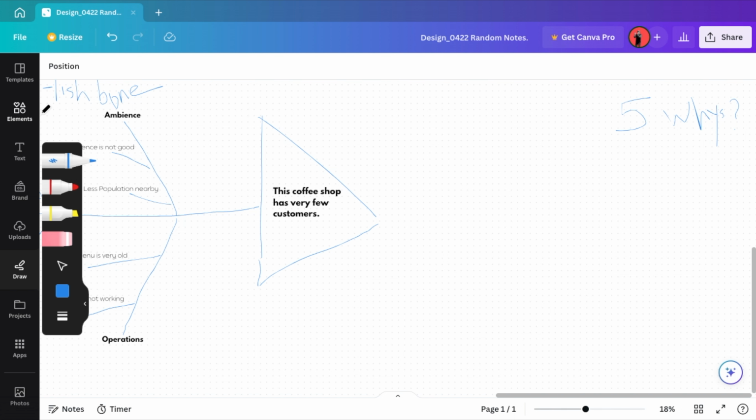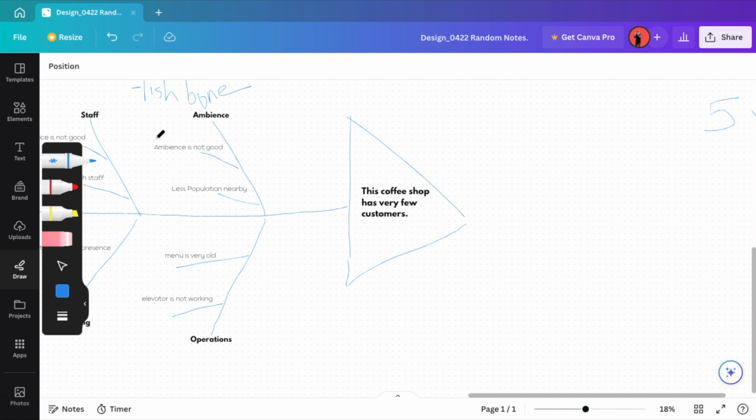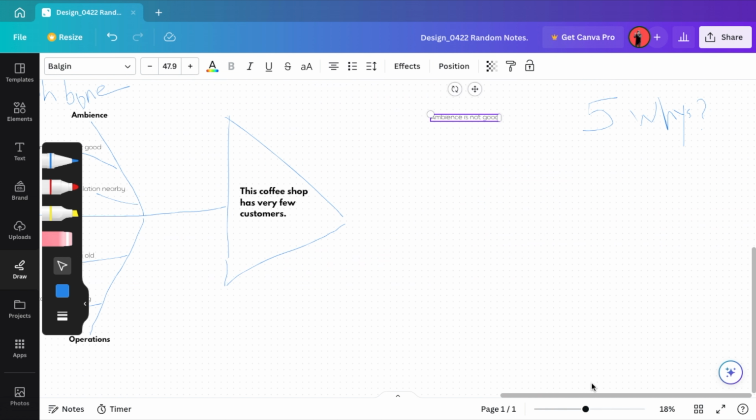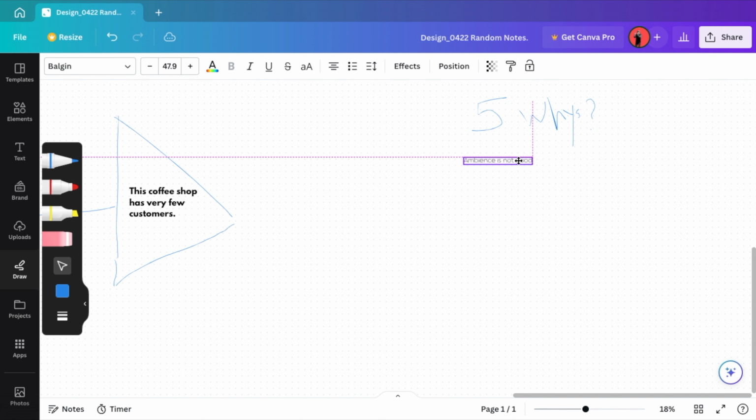Now, what we have to do is, we don't have to take the main problem here. We are going to take a sub problem, right? So the ambience is not good. Let's say we are going to take that, right? And we'll duplicate that. Let's say that this is our main problem, right? The ambience is not good.